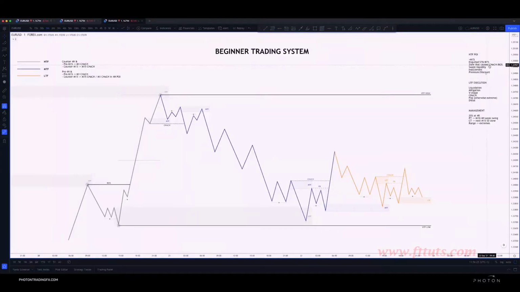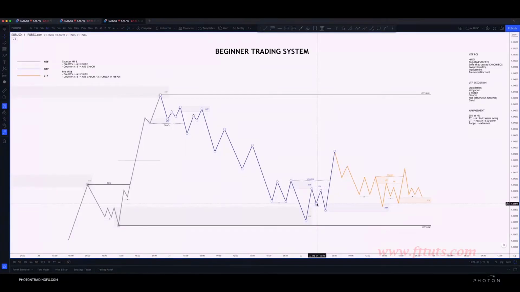Is there a zone that caused a change of character or a break of structure? Well, in this case, we were obviously bearish in M15. We then got that first sign of a higher high. We got that change of character. So yes, it did cause that. Did it sweep liquidity? Yes, it took the liquidity below this low here.